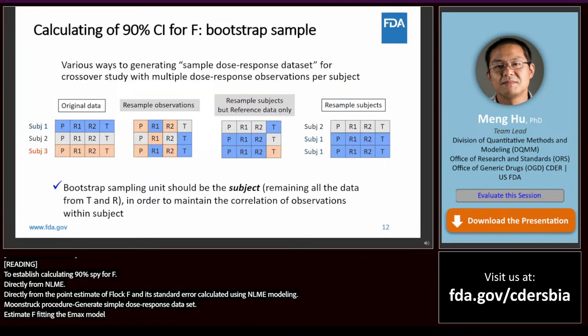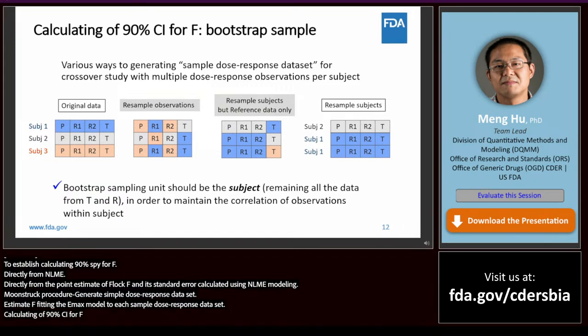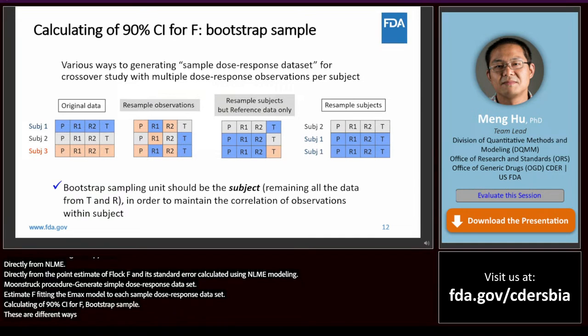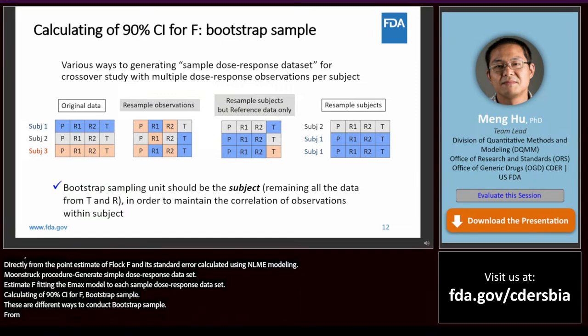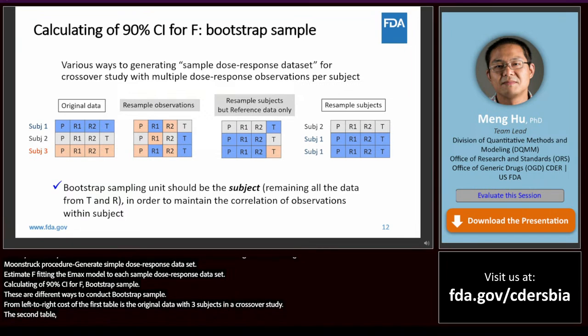For bootstrap samples, we have seen various ways to generate sample dose response datasets. Here, I'm showing an example of different ways to conduct bootstrap sampling. From left to right, the first table is the original data with 3 subjects in a crossover study. The second table shows a bootstrap sample by resampling observations without preserving subject information.